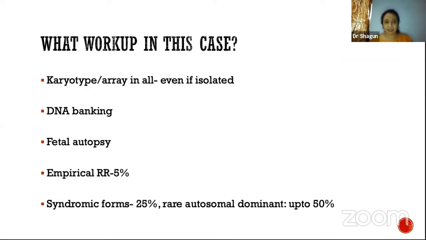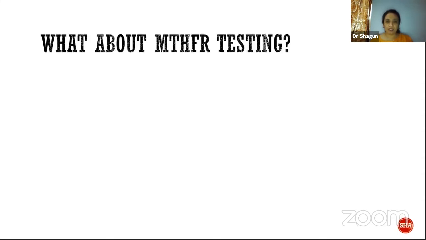Again, DNA banking becomes important, and many of these patients would go for termination of pregnancy. So again, very important here is to do an autopsy to see any syndromic features. And then accordingly, depending on the findings, we can provide them recurrence risk for next pregnancies.